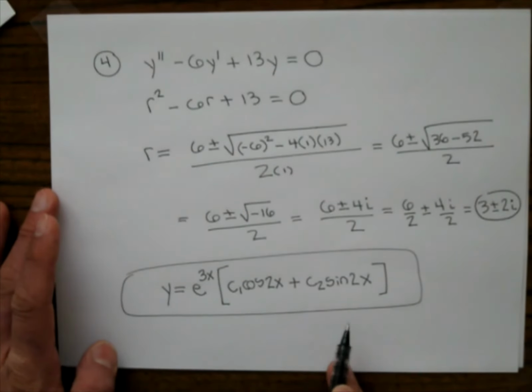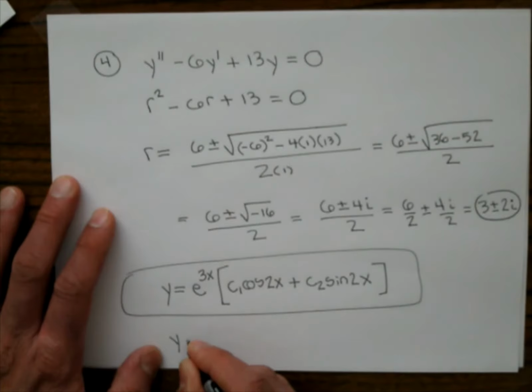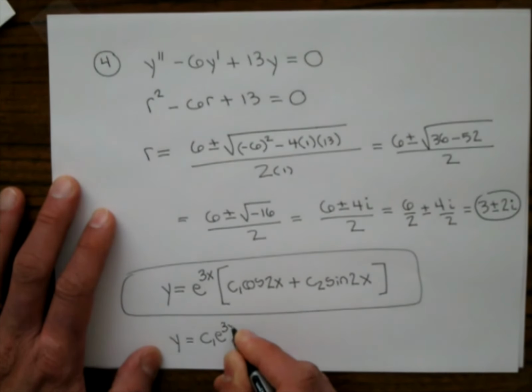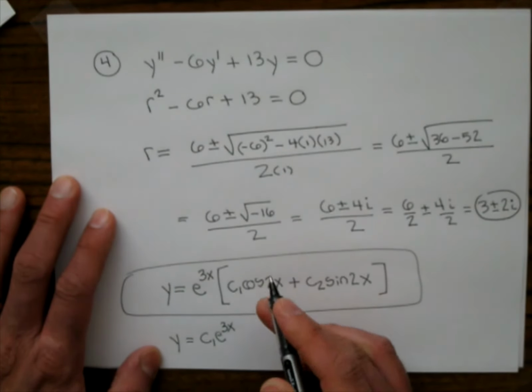Lots of books will write it this way. Some of you might want to write it like this and just have it so it says c1 e to the 3x, because that kind of reminds you of the other problems.